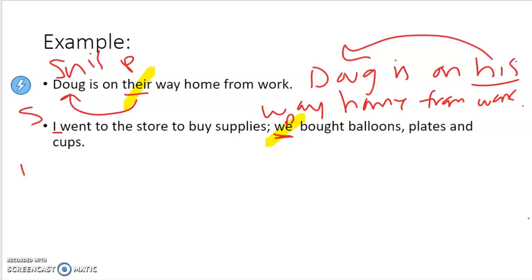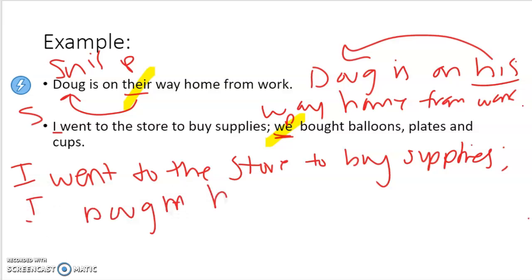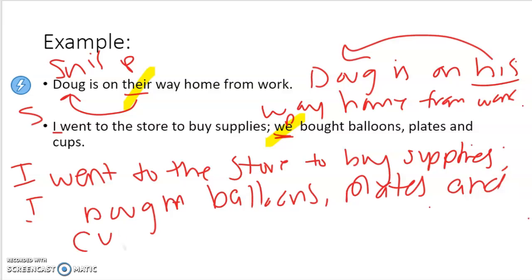So you need to rewrite the sentence or retype the sentence. I went to the store to buy supplies. I bought balloons, plates, and cups. Please, please, please make sure that you are typing out those answers, okay? So first, find your subject, find your incorrect pronoun, and then change it to make sure they match.